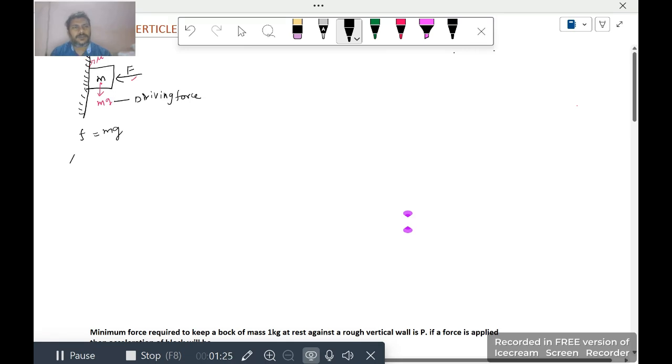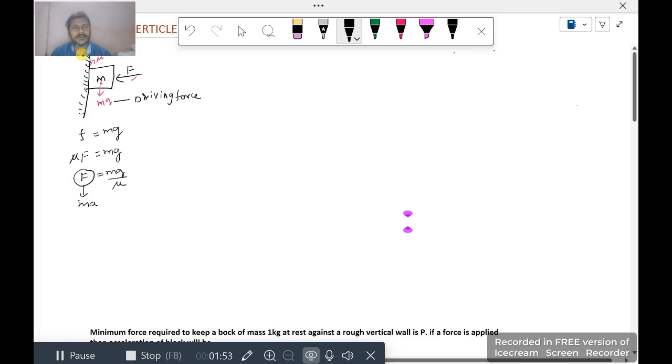Now friction is equal to mu into N. So here mu into applied force is equal to mg. So now F is equal to mg by mu. This applied force can sometimes be ma. This applied force is equal to ma.